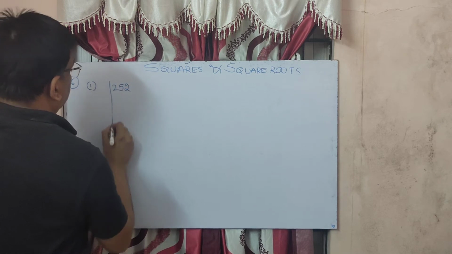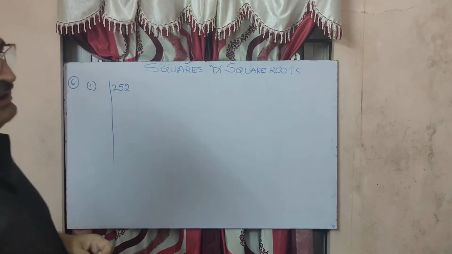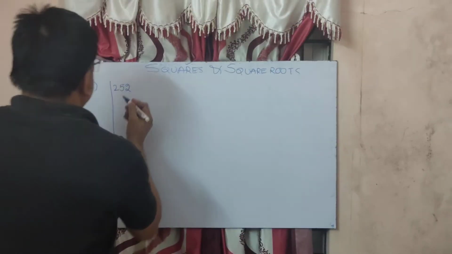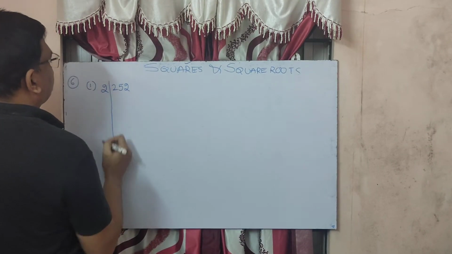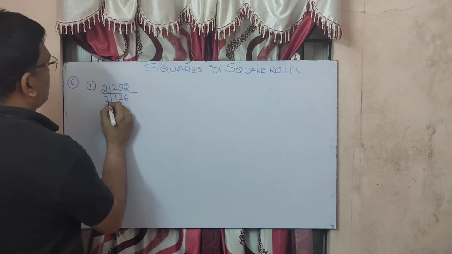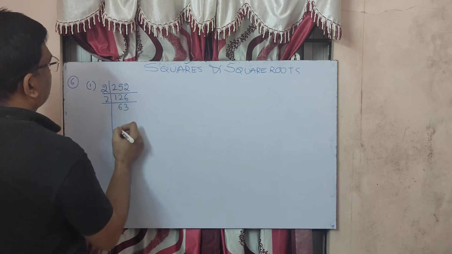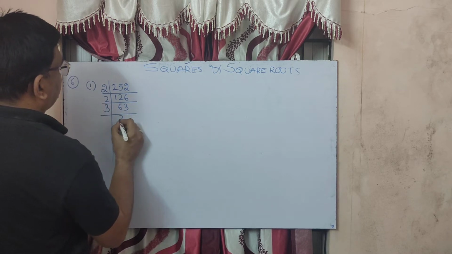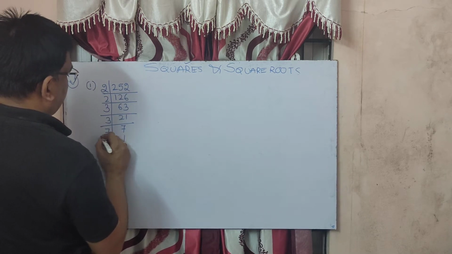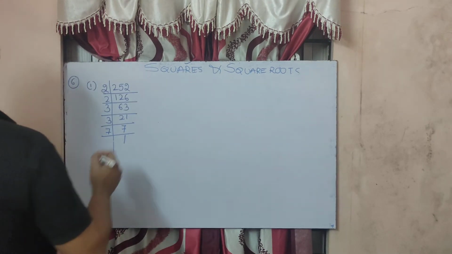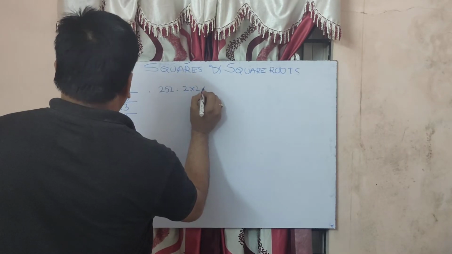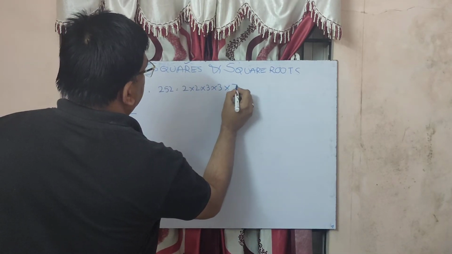So first of all, what do you have to find? You have to find the factors of 252. The last digit is 2, that is an even number, so you have to divide it by 2. 2 ones are 2, 2 twos are 4, 2 sixes are 12. Now 2 sixes are 12, 2 threes are 6. Now 3 twos are 6, 3 ones are 3, again 3 threes are 9, 3 sevens are 21, and 7 ones are 7. Now the factors of 252 are 2 into 2 into 3 into 3 into 7.